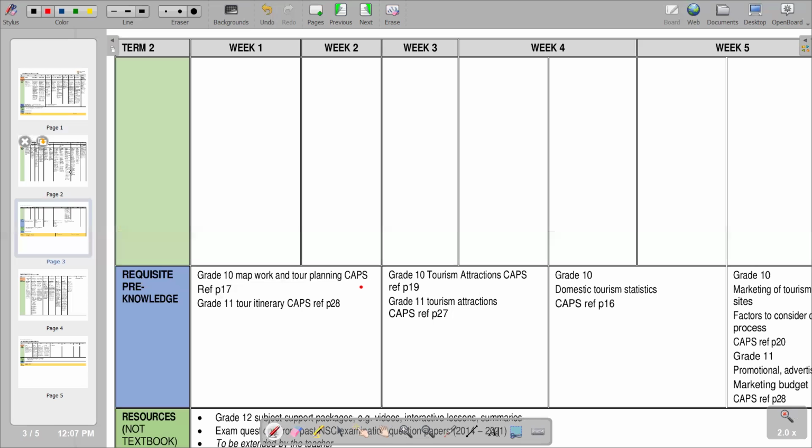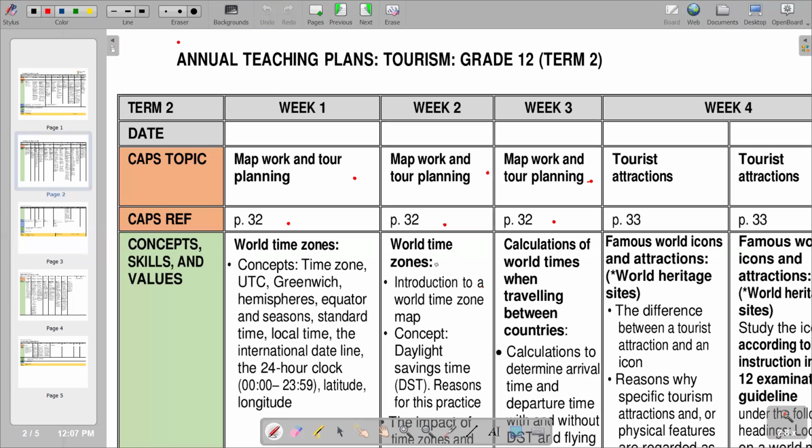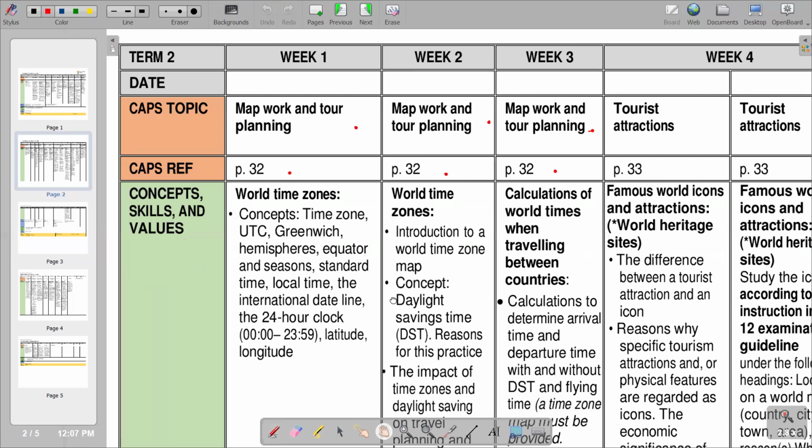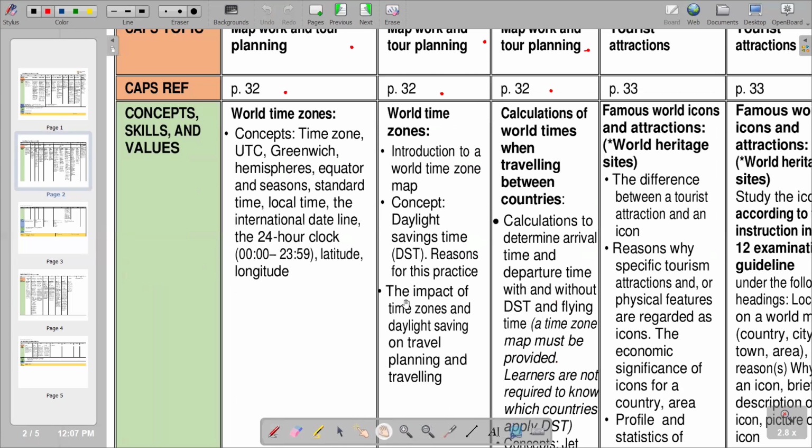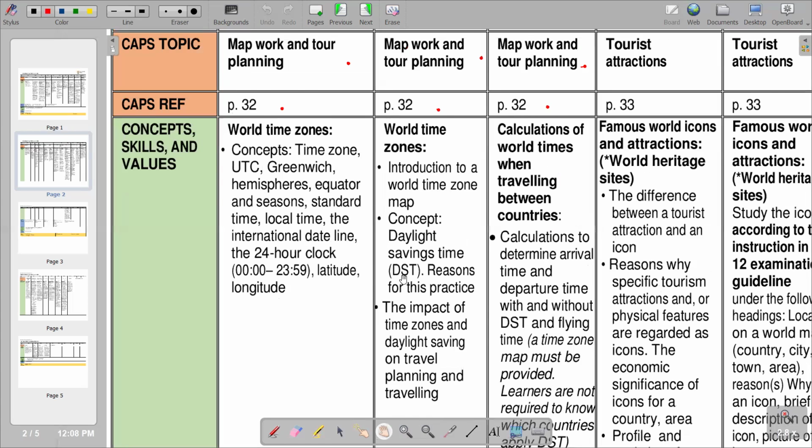Going on to the next information, that is for week two, whereby we are also looking at the concepts that are inside week two: introduction to world time zone map, the concept daylight saving time, which is DST, in brackets, reasons for this practice. Then also the impact of time zones and daylight saving on travel planning and traveling. Then you would see that the prerequisite knowledge is what we have in week one, as we indicated.